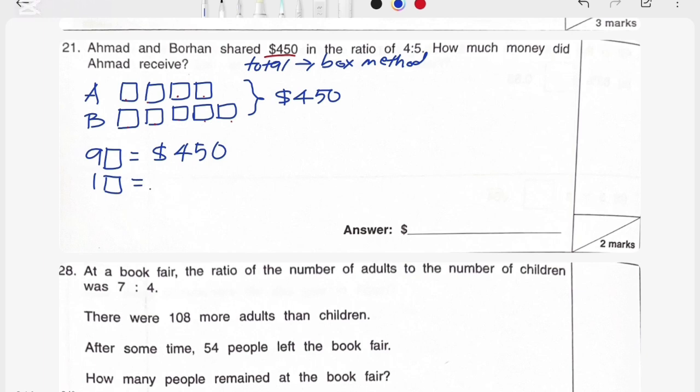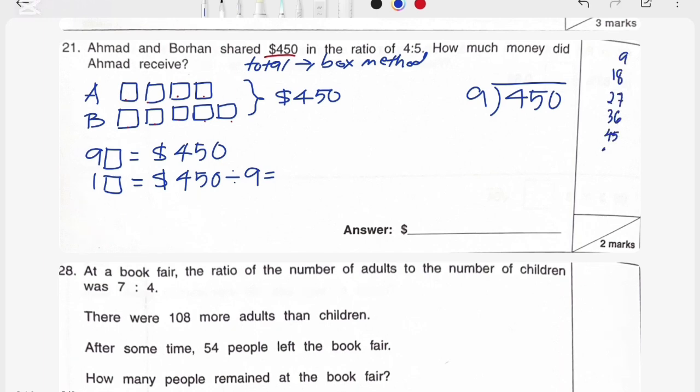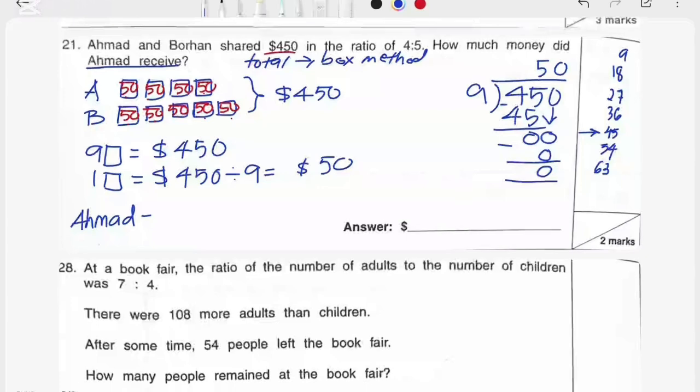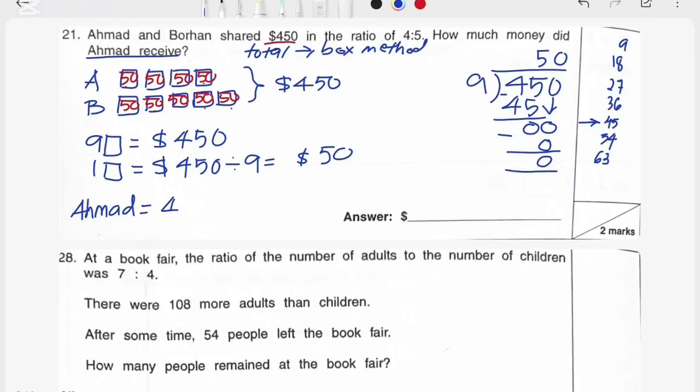One box is equal to $450 divided by 9. Let's do the working on the side. 450 divided by 9 is equal to 50. One box is equal to $50. So each of these boxes is equal to $50. The question is asking for how much money Ahmad received. Ahmad has 4 boxes, so 4 boxes means 4 times $50. 4 times 50 is simply 4 times 5 with a 0 at the back. 4 times 5 is equal to 20. Ahmad received $200.